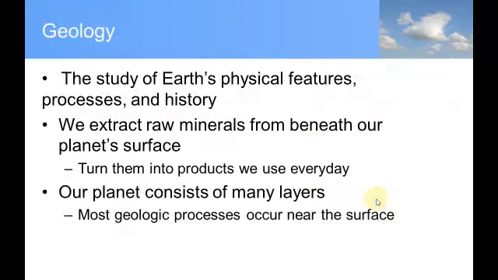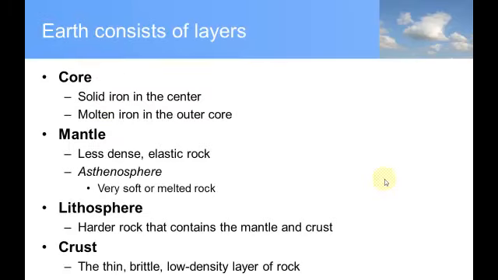Geology is the study of the Earth's physical features, processes, and history. So we're going to talk about some of the raw materials that we extract from the Earth for our benefit. The Earth has a number of layers. The inner part is the core, and the core has an inner and an outer part to it. The inner core is solid iron. The outer core is molten iron.